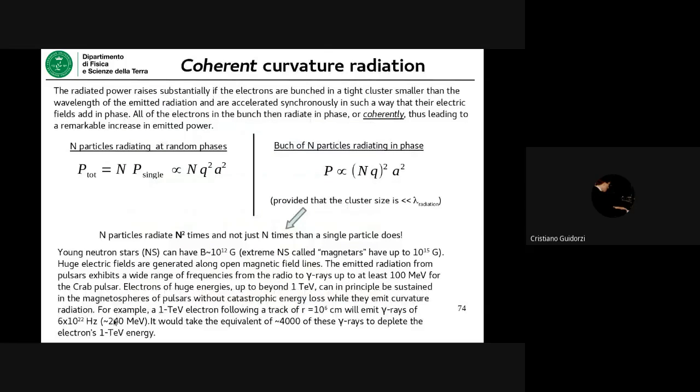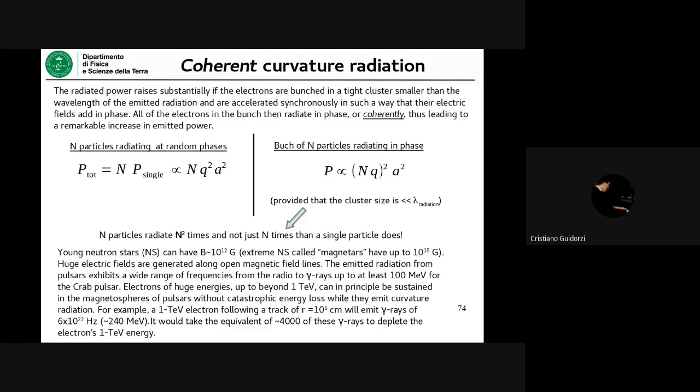So an electron which, no, this is the energy of the photon, sorry. So is this catastrophic? No way, because even when the electron is emitting such hard gamma rays, it can afford 4,000 of these photons before losing its total energy. So it means that you can have curvature radiation at much more relativistic, much more energetic electrons, for a given magnetic field like in this case, than the corresponding synchrotron emission.